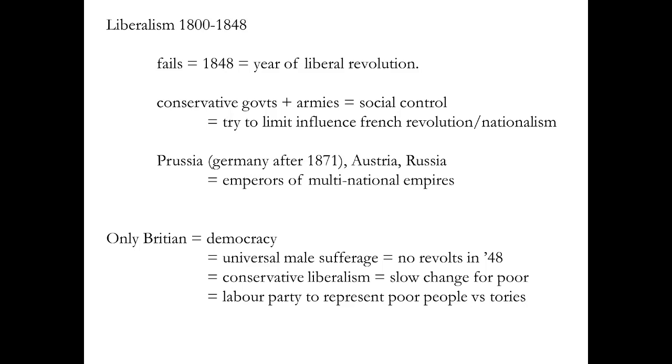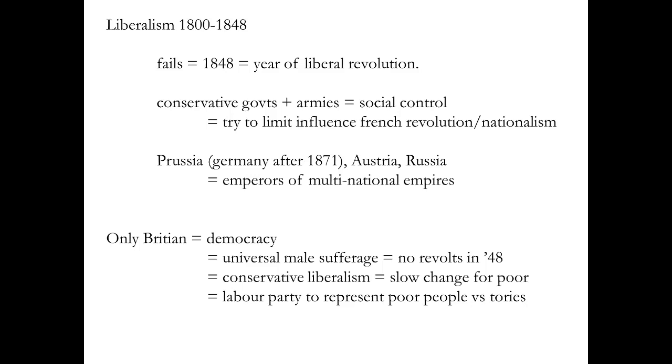So, in 1848, it was the year of the liberal revolution, and it failed everywhere. Conservative governments and armies equaled social control. Countries would even help each other in order to maintain, like Austria and Prussia invaded France in 1792. Other countries would invade each other in 1848 to put down their revolutions. They try to limit the influence of the French Revolution and nationalism. But the idea is there. If the French could do it, why can't we?